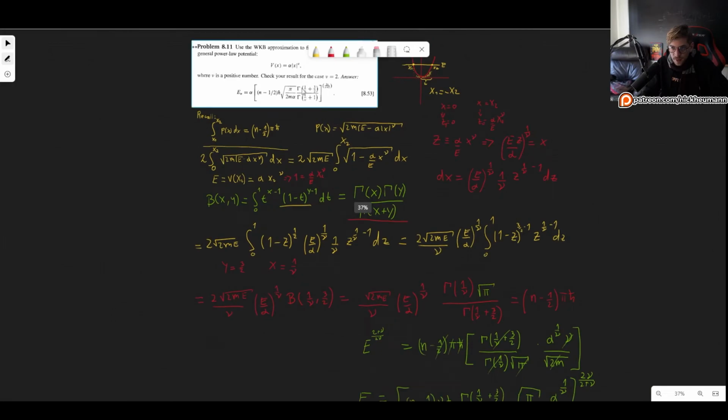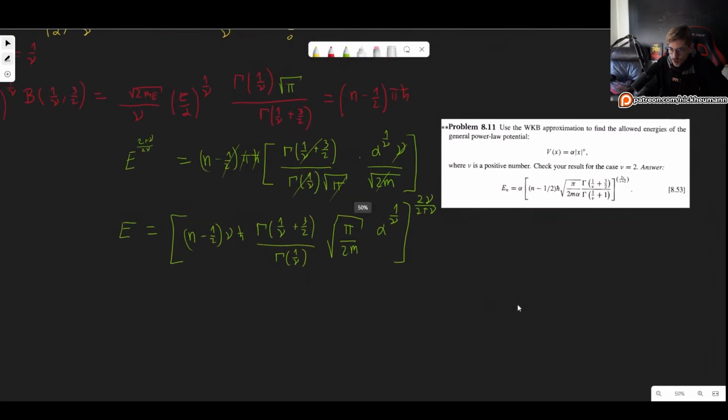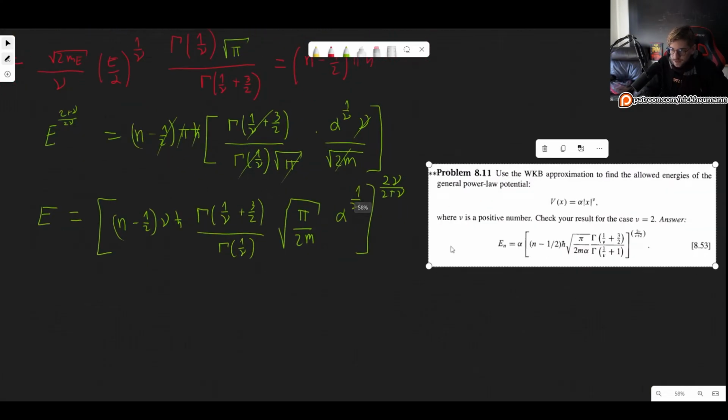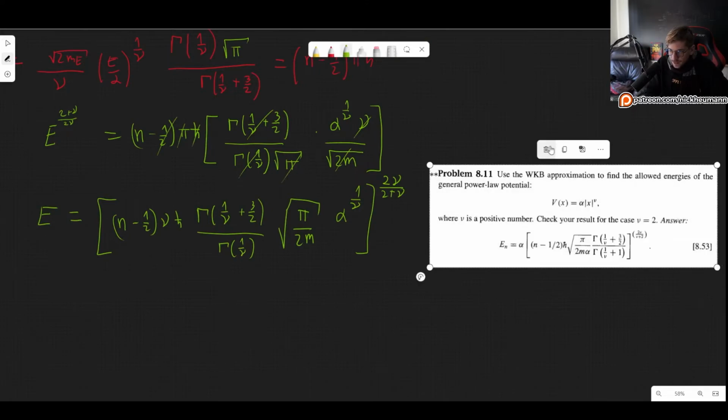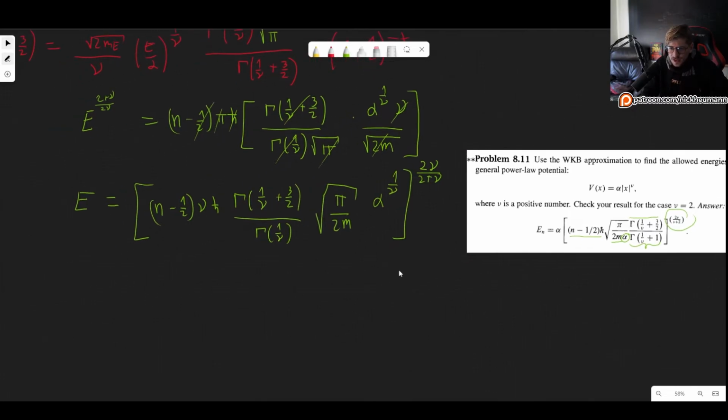And maybe let's compare with our original with the assignment here. So we have n minus 1/2 there. So we have this, we have the h bar, we have this square root of pi divided by 2m. This alpha is different. We still have this, we have this gamma there. This gamma is different. They don't have this nu flying around, and the exponent is the same. So we have to do a little bit of algebra to get to the exact same form. Honestly, it doesn't really matter too much, but let's do it anyways.